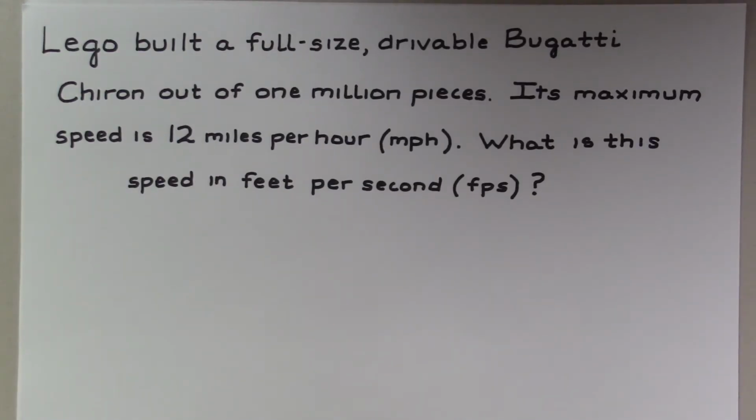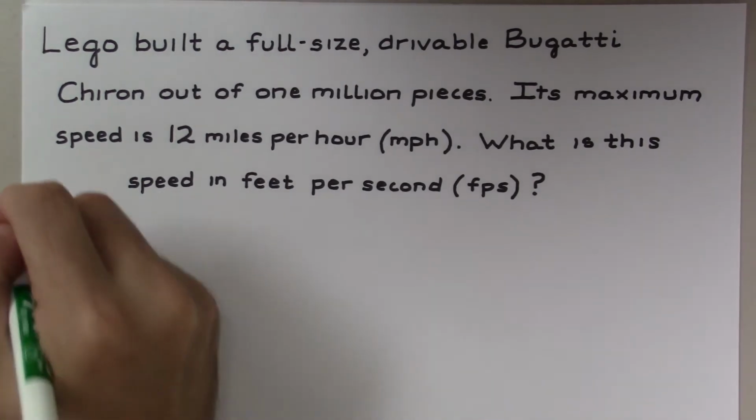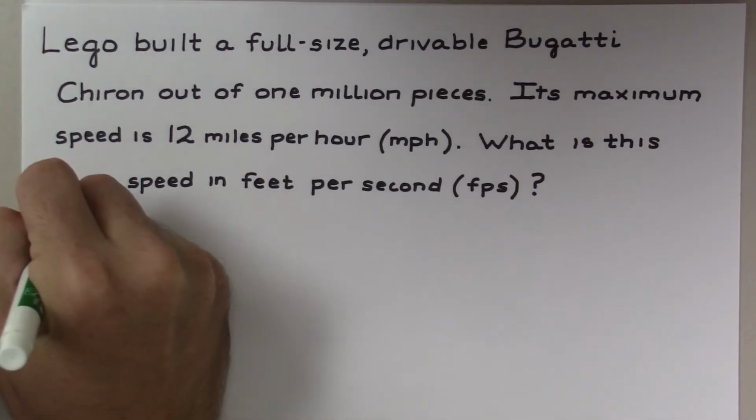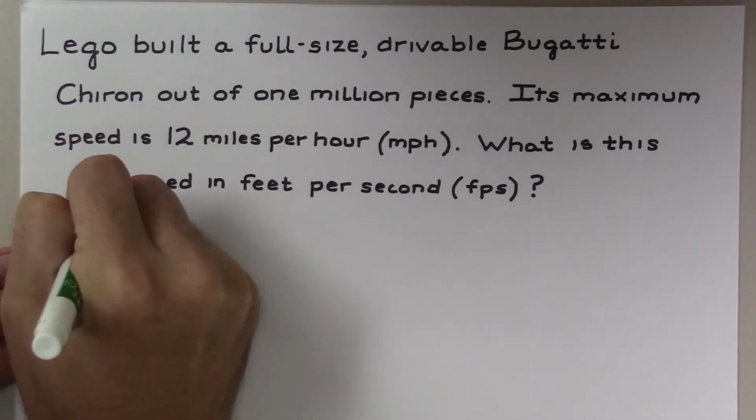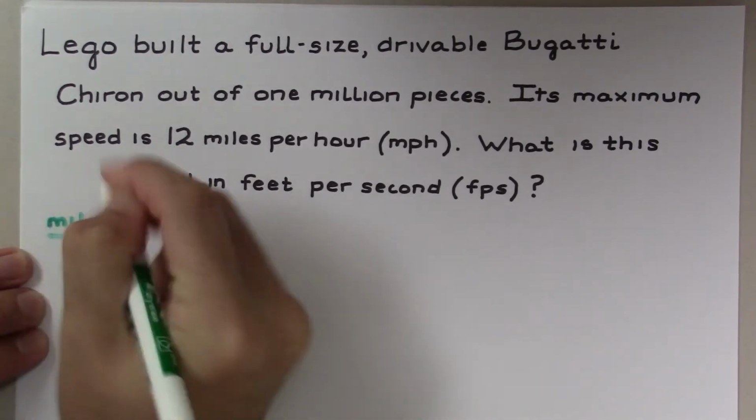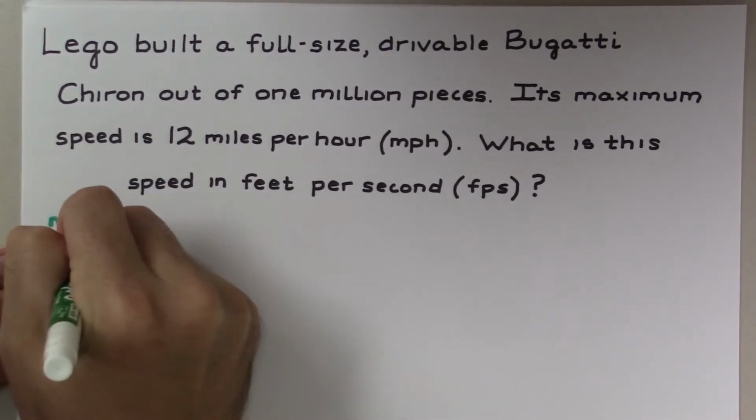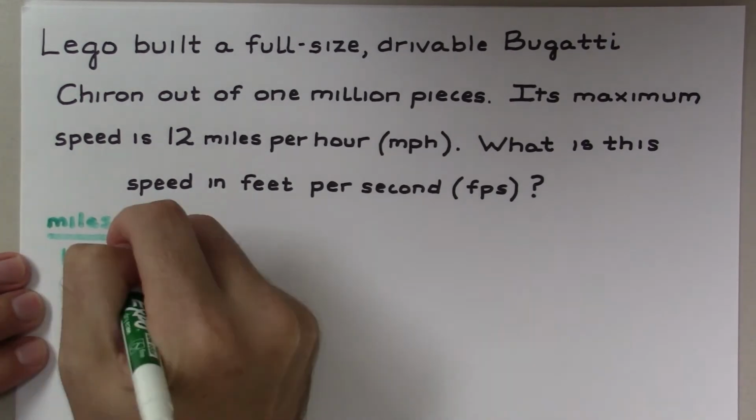For our second problem, Legos built a full-size drivable Bugatti. It drives 12 miles per hour. What is this speed in feet per second? This problem is important because we will have 2 units, 1 on top and 1 on bottom, that we have to cancel out. So we will start with miles on top and hours on bottom.